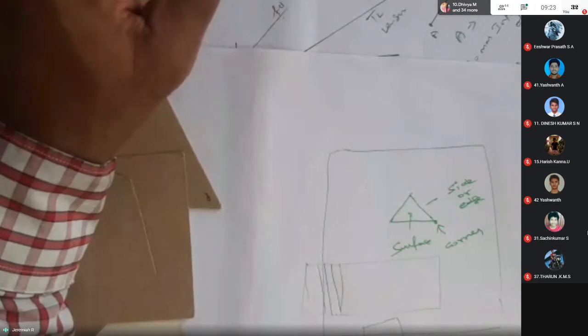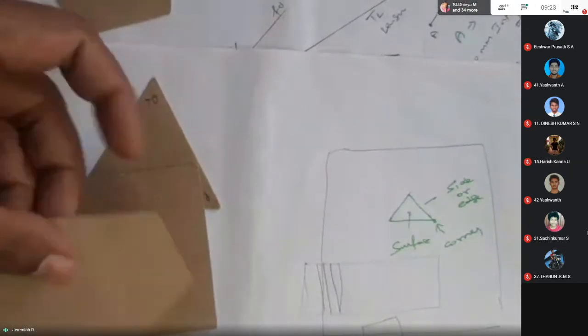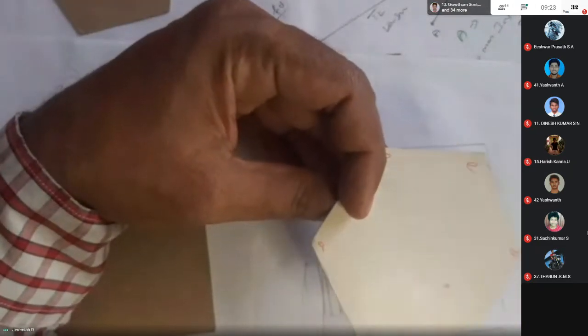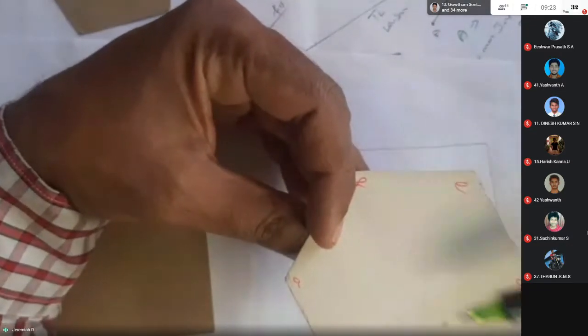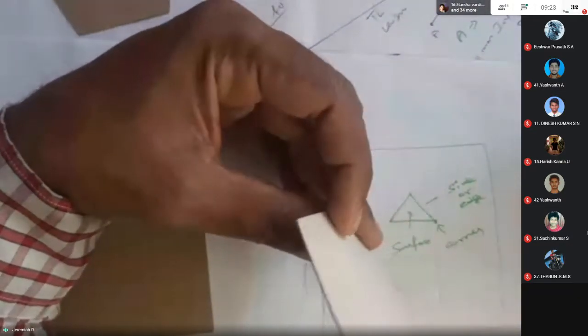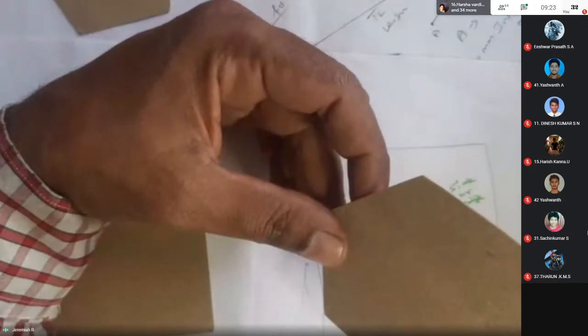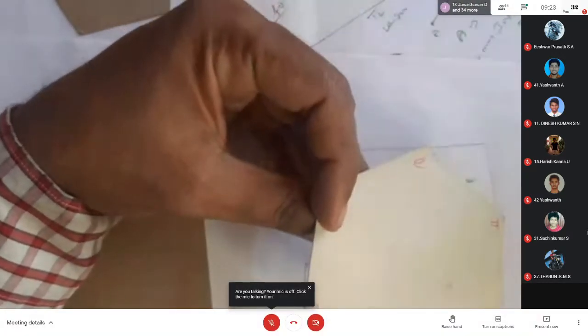Types of planes. One more name for this: plane surface or lamina. Okay, this object name is plane surface or lamina. Sometimes it will be given as lamina. Both are the same. Solid is something different. So what is the difference between plane surface and solid?